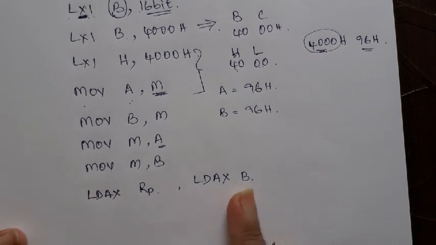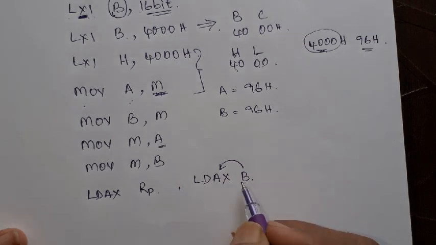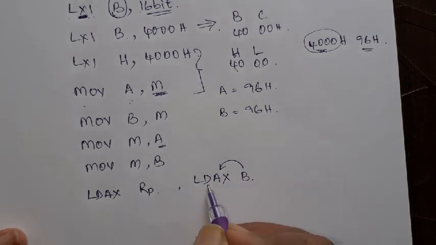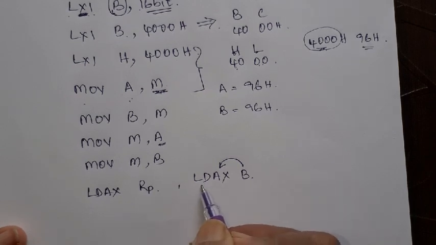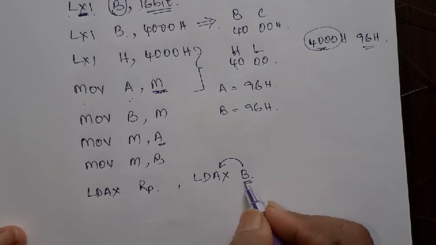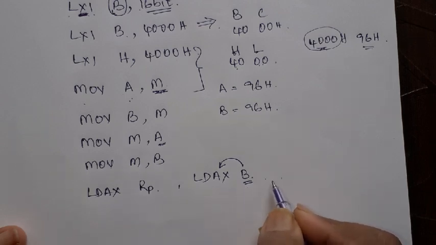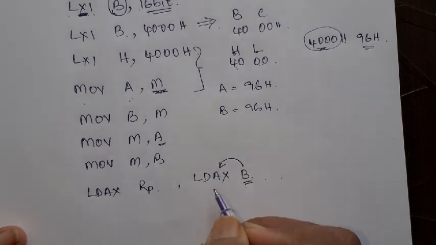So here it indicates that BC is holding an address. Here what is done is from B to A, from memory to accumulator. The data transfer is from memory to accumulator. Where is the memory address? The memory address is there in BC register pair. BC is holding an address. From that address location, the contents of that address location will be loaded to accumulator.